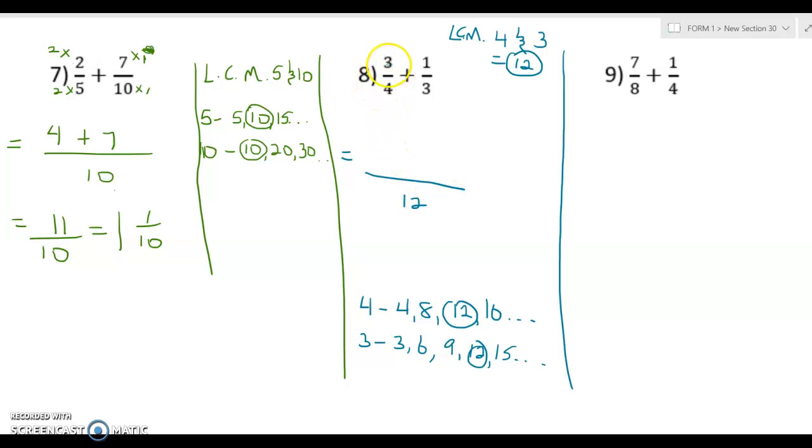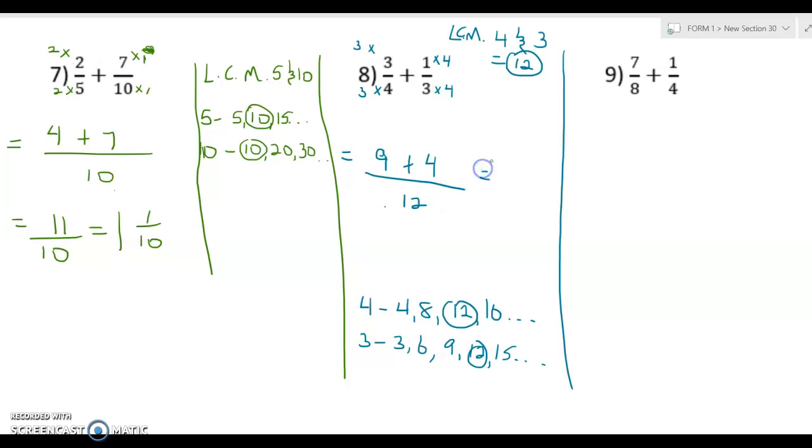Ask yourself now, we're looking at the 3/4 first. 4 times what number will give me 12? 4 times 3. Whatever I do at the bottom, I must do at the top. So 3 times 3 is 9. Plus, looking at the 1/3 now, 3 times what number gives me 12? 3 times 4. Whatever I do at the bottom, I must do at the top. 1 times 4 is 4. So I'll put that there.